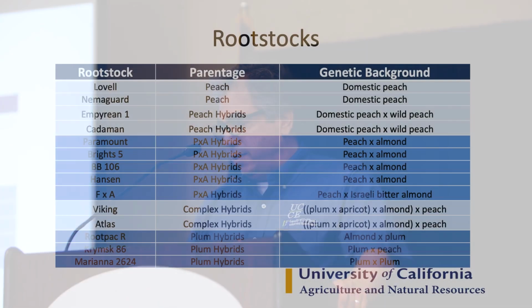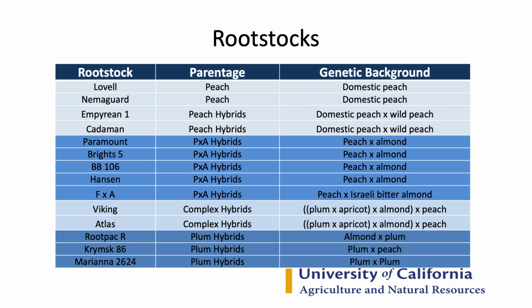So when we look at rootstocks, here is a table of the different rootstocks. Some of them are available commercially. What I want you to focus on, and I will be talking more about, is the parentage. Parentage is usually related to the genetic background, which if you hear me talking about peach, that means the rootstock parentage was actually a peach such as Nemagard.